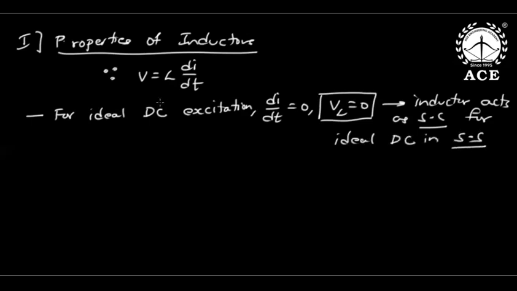For ideal DC, di by dt is zero, it is a constant current. When di by dt is zero, V is zero. Voltage across the inductor being zero means the inductor acts like a short circuit for ideal DC, in steady state. In the transient state, no. But the inductor acts like a short circuit for ideal DC in steady state.